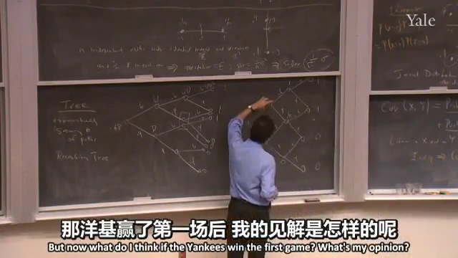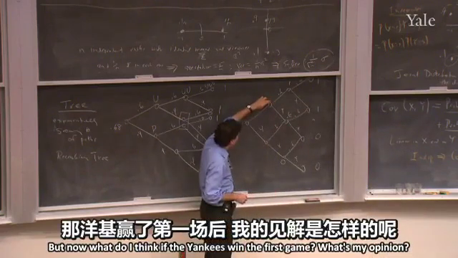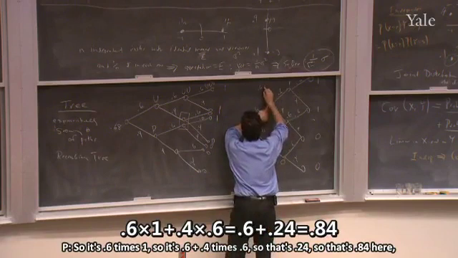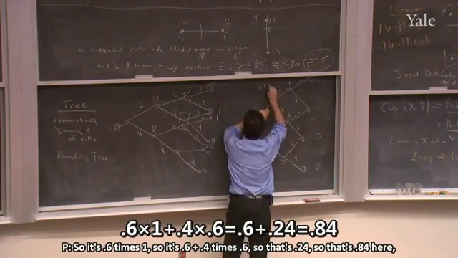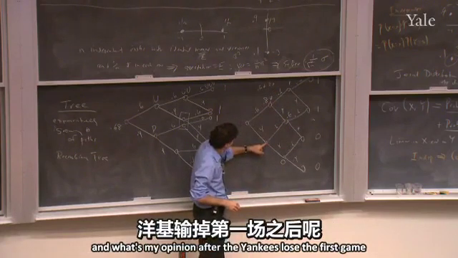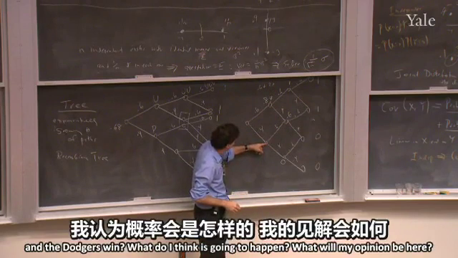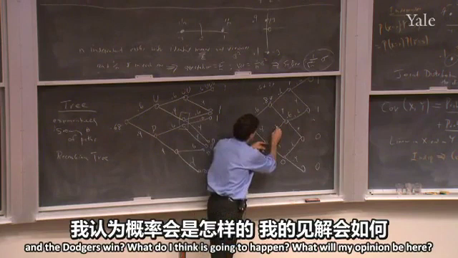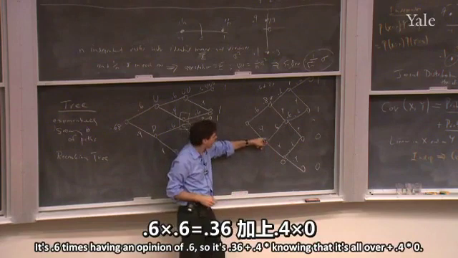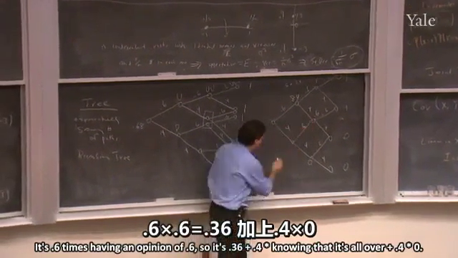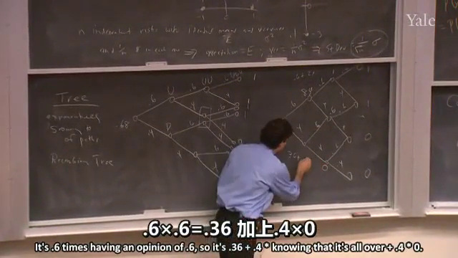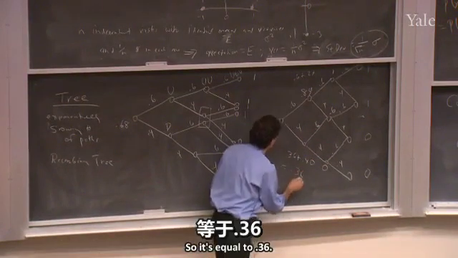But now, what do I think if the Yankees win the first game? What's my opinion? So it's 0.6 times 1, so it's 0.6 plus 0.4 times 0.6. So that's 0.24. So that's 0.84 here. And what's my opinion after the Yankees lose the first game and the Dodgers win? What do I think is going to happen? What will my opinion be here? It's 0.6 times having an opinion of 0.6, so it's 0.36, plus 0.4 times knowing that's all over, plus 0.4 times 0. So it's equal to 0.36.